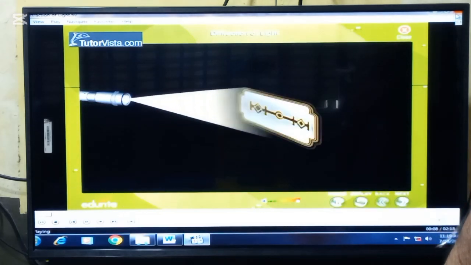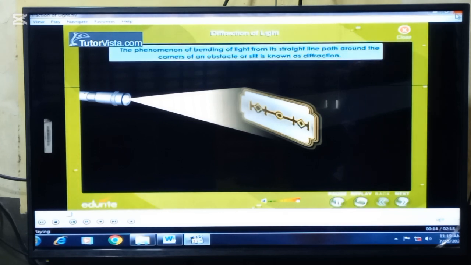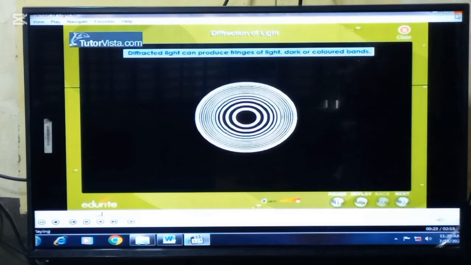A ray of light bends slightly as it passes around the edge of an object. The phenomenon of bending of light from its straight line path around the corners of an obstacle or slit is known as diffraction. Diffracted light can produce fringes of light, dark or colored bands.